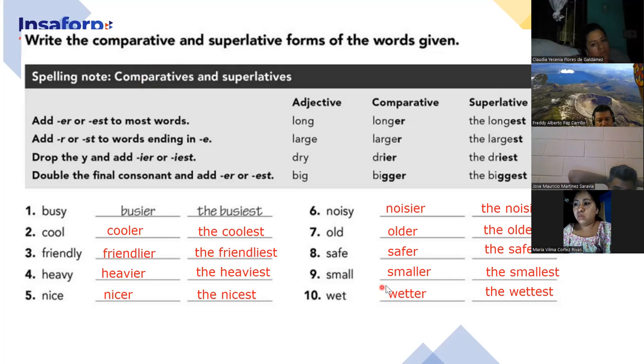Oh, well, I'm sorry to hear about it. What about this one, with smaller? My grandfather is so smaller than me. For example, the Empire State is the smallest than the mountain Everest. Okay, very good.